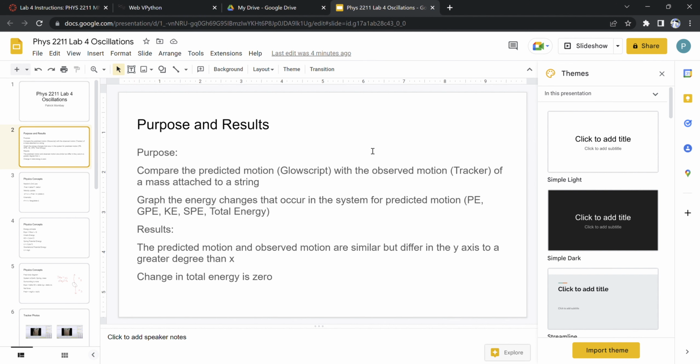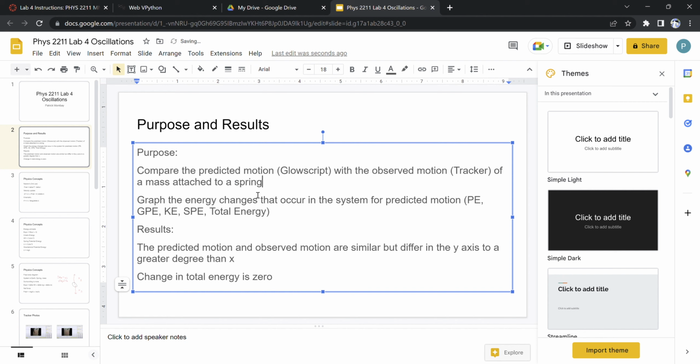The purpose of this lab is to compare the predicted motion in GlowScript with the observed motion that we find in Tracker of a mass attached to a spring, and then graph the energy changes that occur in the system for predicted motion. And we are going to analyze gravitational potential energy, kinetic energy, spring potential energy, and the total energy.